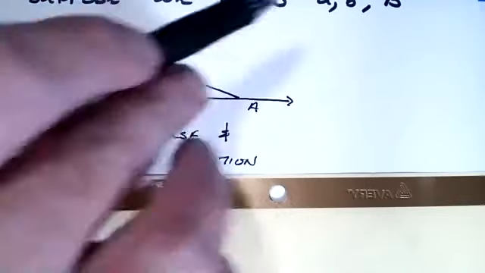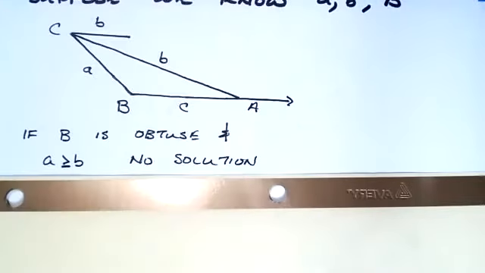So your first criterion: if you can establish that angle B is obtuse, or whatever the angle is you're given, and that the opposite side is actually shorter than the other side, then you're done. There is no solution. There's no triangle for which this happens.